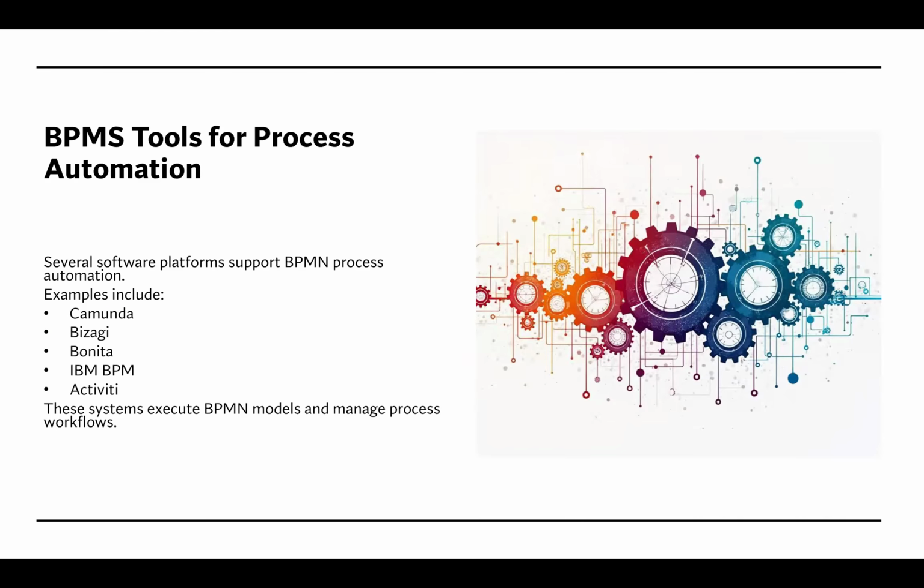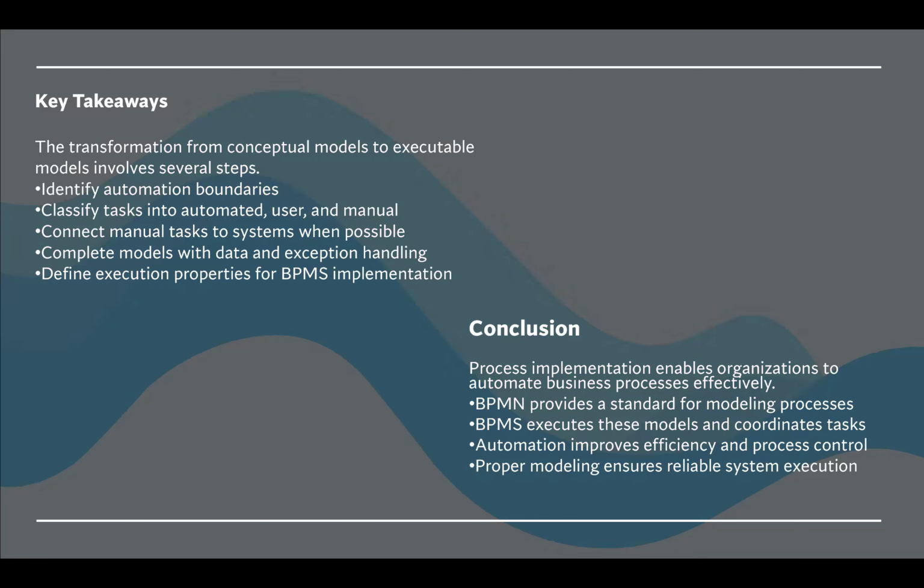So finally, several software platforms support BPMN and process automation. Examples include Camunda, Bizagi, Bonita, jBPM, and Activiti. These tools allow organizations to execute BPMN models and manage process workflows. They automate tasks, monitor performance, and integrate processes with other enterprise systems.